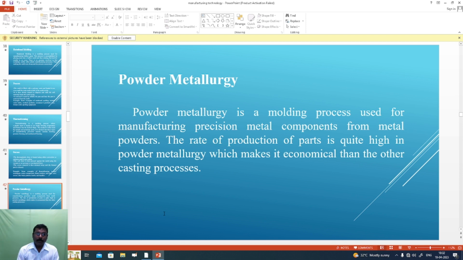And powder metallurgy. Powder metallurgy is a molding process used for manufacturing precision metal components from metal powders. The rate of production of parts is quite high in powder metallurgy, which makes it more economical than other casting processes.